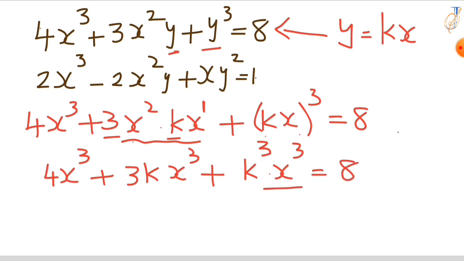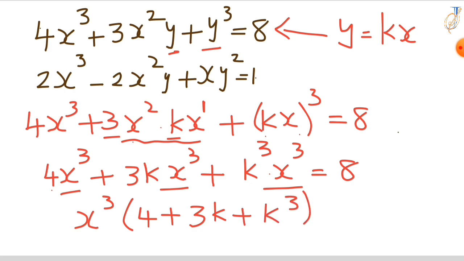Now we have here x raised to the power of 3, here x raised to the power of 3, here x raised to the power of 3. So take x raised to the power of 3 as common. Then you are left with 4 plus 3k plus k power 3, that is equal to 8.